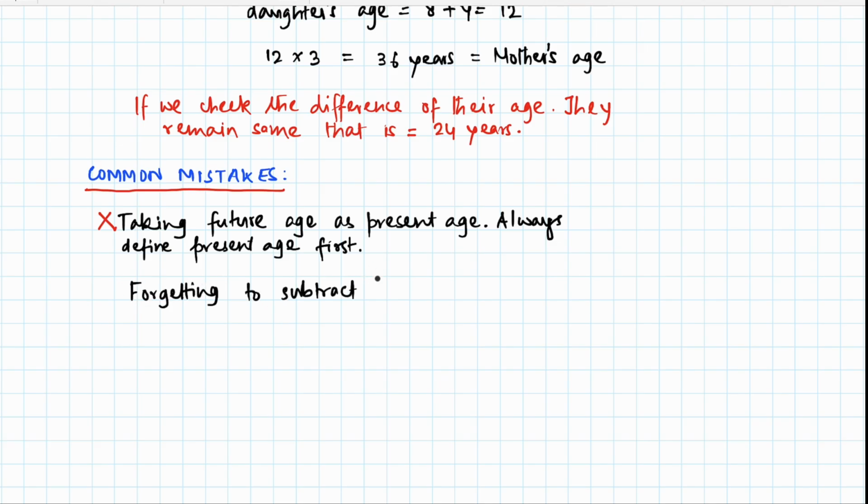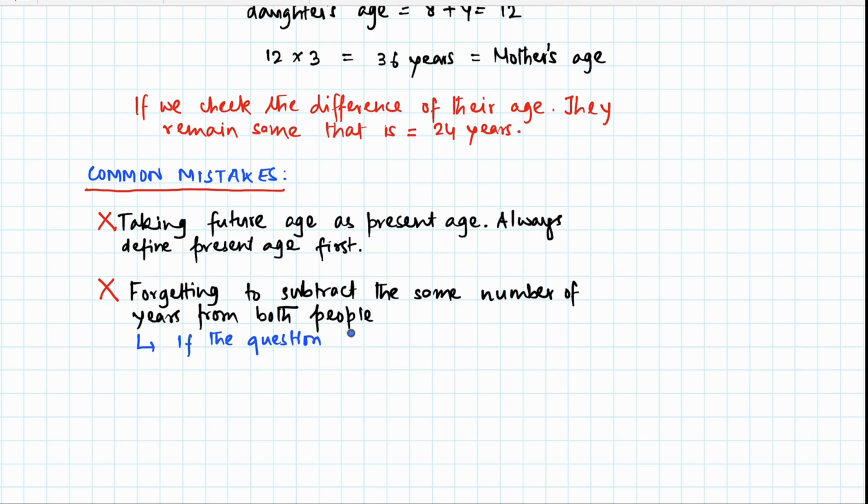Now, forgetting to subtract the same number of years from both the persons. So if it is after or if it is ago, we have to either add or subtract the number of years from both the ages of the persons. Many a time this mistake happens. It's a big mistake, so we should be mindful when subtracting or adding the ages. So if the question says 5 years ago, subtract this 5 years from both the persons in the given problem.